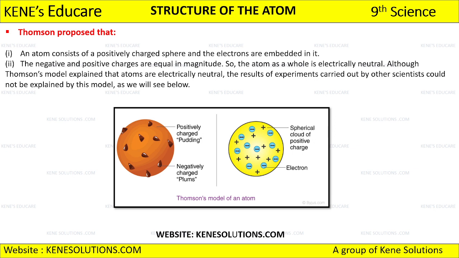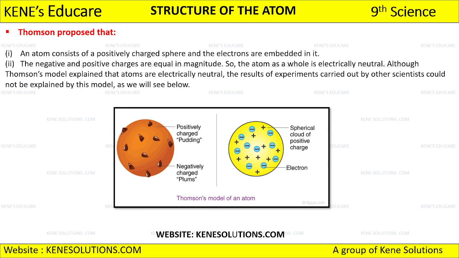So see, Thomson proposed that an atom consists of a positively charged sphere and the electrons are embedded in it. What did Thomson propose? That an atom has a positively charged sphere, and the electrons are embedded in it, like the seeds in a watermelon. Okay, so the negative and the positive charges are equal in magnitude. So it means that whatever negative and positive charges are present, because they are equal in magnitude, what happens over there?